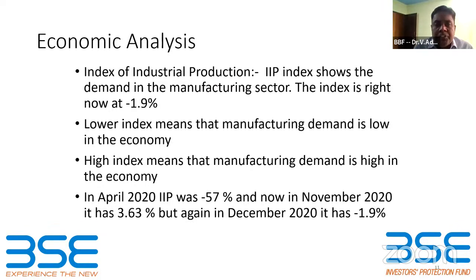Index of industrial production is another important macroeconomic variable which shows demand on the manufacturing side. So the higher the index, the better it is, friends. This is the same logic. If the index is high, it means there is more demand in the manufacturing segment, and if the index is low, we say that manufacturing demand is going down.